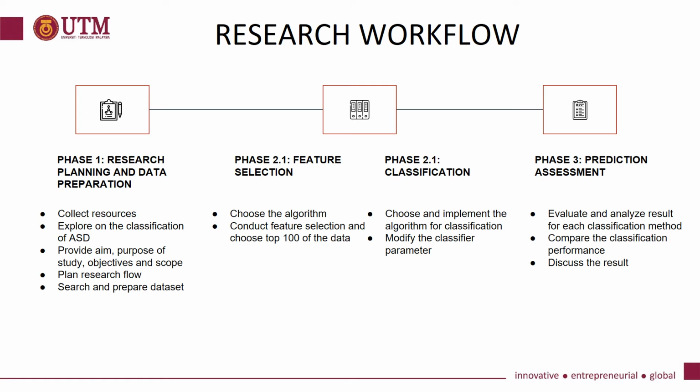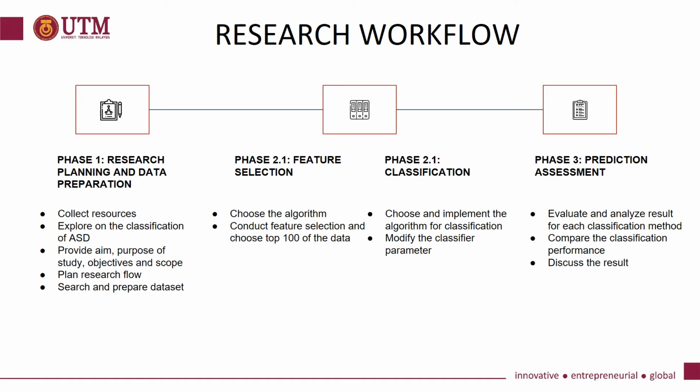During this phase, various resources such as journals, conference papers, and articles are collected. The aim, purpose of study, objectives, and scopes are also provided, continued with the planning of the research flow. Other than that, the dataset is also prepared during phase 1. As for phase 2, it is divided into two parts, which are feature selection and classification.